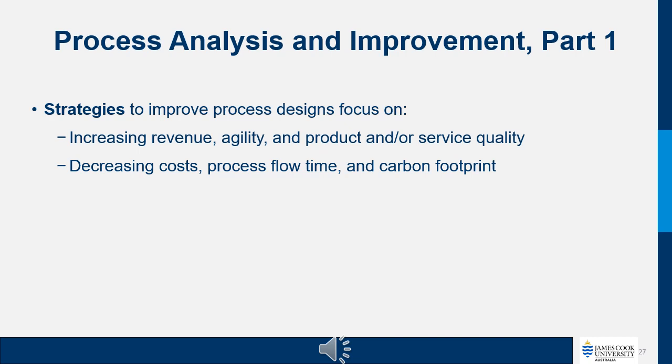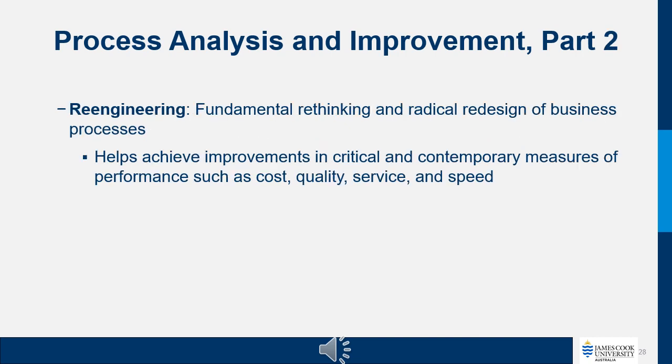Under process analysis and improvement, there are strategies to improve process design, which usually focus on increasing revenue, agility, and product or service quality, and also decreasing cost, process flow time, and carbon footprint. Then we have reengineering, which is the fundamental rethinking and radical redesign of the business process to achieve improvement in critical, contemporary measures of performance such as cost, quality, service, and speed.